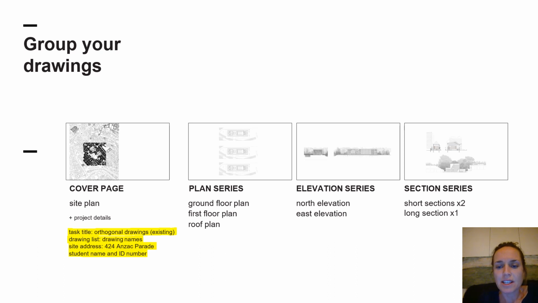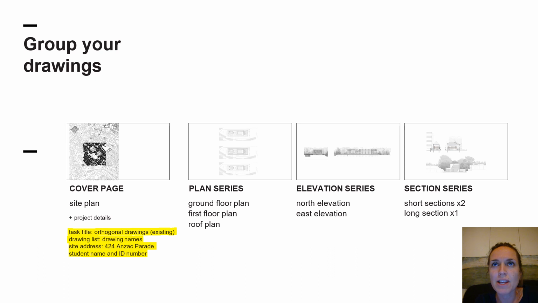The next series of drawings, and these can be on one page or over several pages, are what we know as the plan series. So this will mean we've got the ground floor plan, the first floor plan, and the roof plan. The ground floor plan is fairly self-explanatory. The first floor plan, I know that there is no first floor in the existing building, is what we're saying.